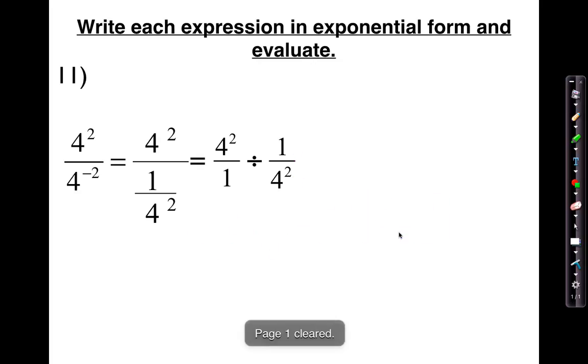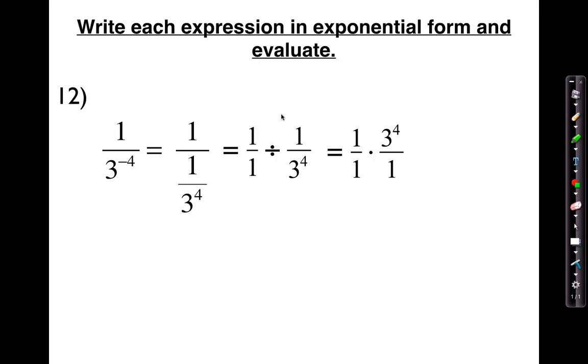Okay. So now, moving on to number 12 here, we're just going to go ahead and write it as 1 over 3 to the 4th. That's going to change to 1 divided by 1 over 3 to the 4th. And again, you're going to keep seeing me write each number as a fraction to keep things nice and clean. So now it's going to turn into 1 over 1 times the reciprocal, which is 3 to the 4th over 1, which is now just going to leave me with 3 to the 4th. So that's my exponential form, but to evaluate it, I'm going to go ahead and multiply it all out, and that's going to give me 81.